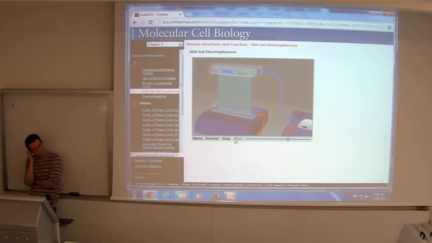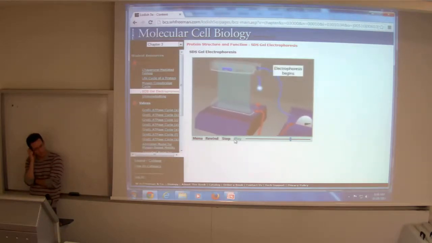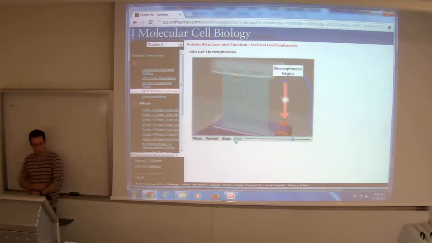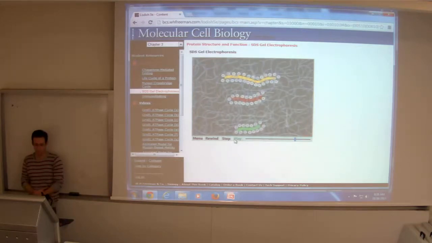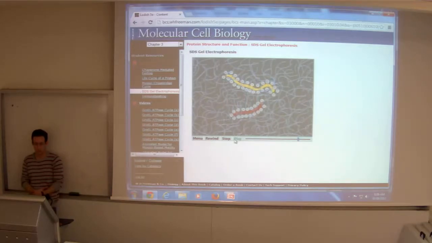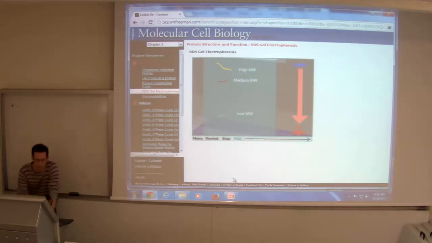In an electric field generated by a power supply, the negatively charged polypeptides migrate through the gel toward the positive electrode at the bottom of the gel. The migrating polypeptides are retarded by the tangled network of polyacrylamide. Smaller polypeptides travel more easily and quickly through the pores in the network than do larger polypeptides. Because the polypeptides have similar charge-to-mass ratios, the distance they travel through a gel is dependent only on molecular weight.